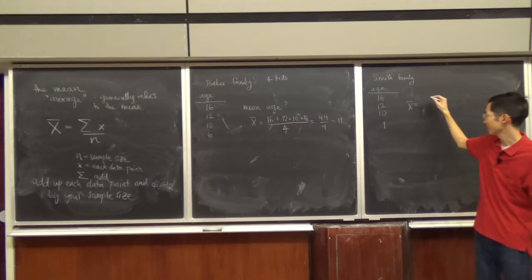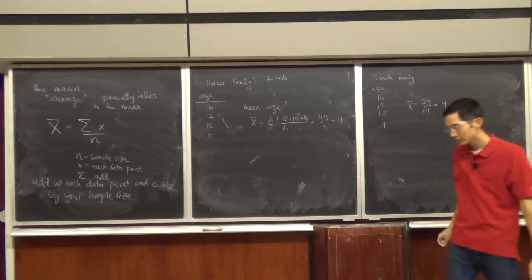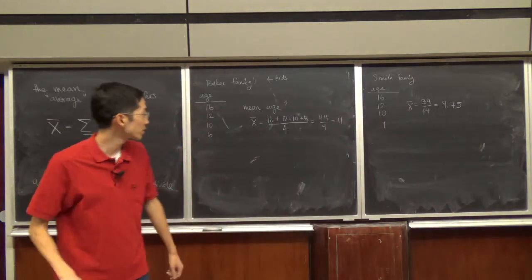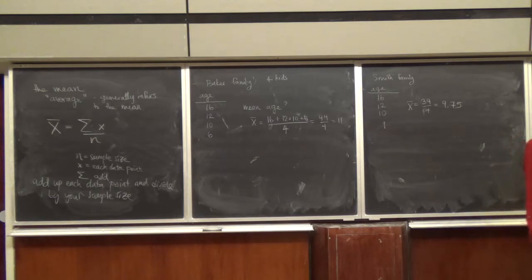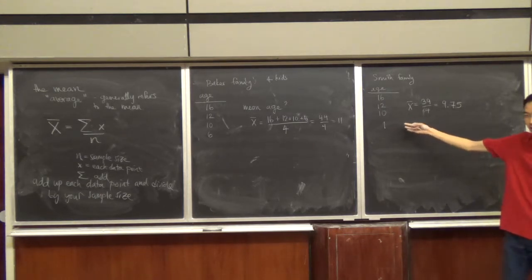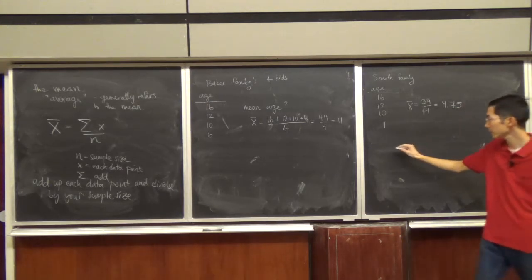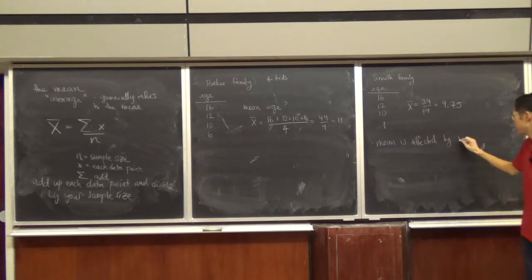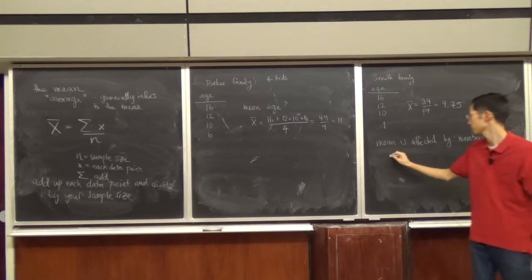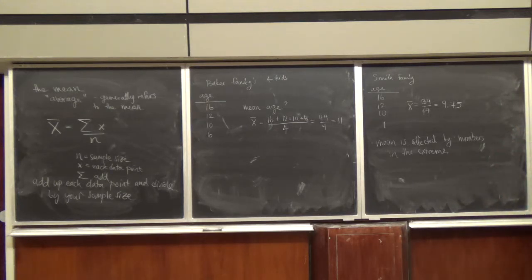Okay, so if we did this, we would do 39 divided by 4, and we would have 9.75. Okay, and so we can see that even though the first 3 kids are the same age for both the Smith and Baker family, in the Smith family, the youngest child is 1, and so that brings the overall average age down a couple years. Okay? So the mean is affected by numbers in the extreme. So extreme high or extreme low, the mean is affected by those numbers.